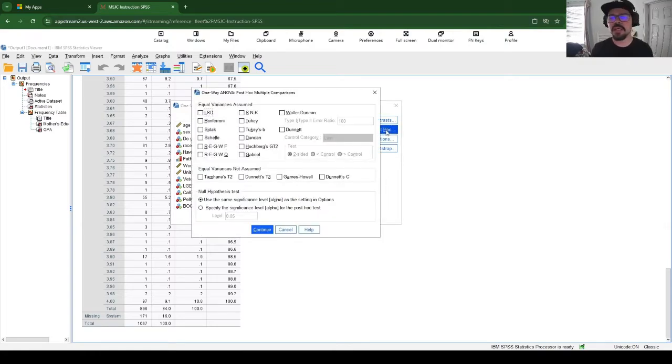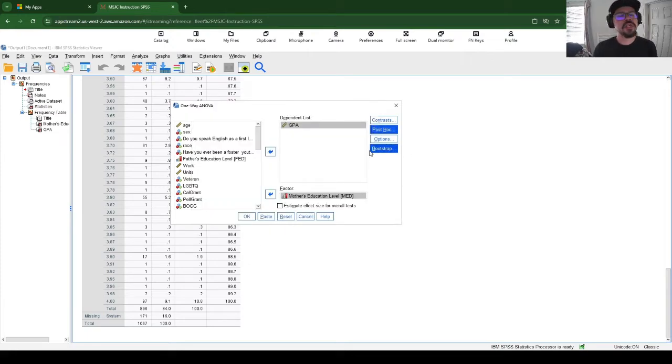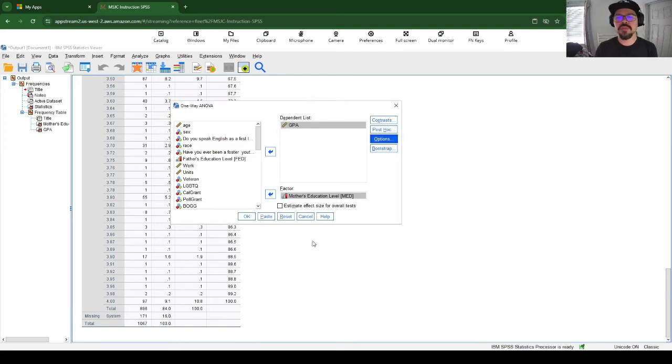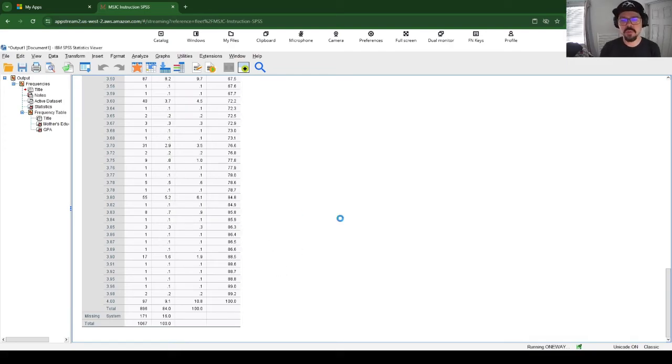Within this post hoc button, you're going to find a variety of different types of post hoc tests. We're going to select this Tukey. We don't make any other changes here. We'll select continue. There's also another piece that we need to modify within the options tab. And within this tab, we're going to select this descriptive button. This is going to ensure that when SPSS produces the results, we are going to see the averages and standard deviations for each of the groups independently. We'll select continue. We'll leave all the other options as default, and we'll click OK.